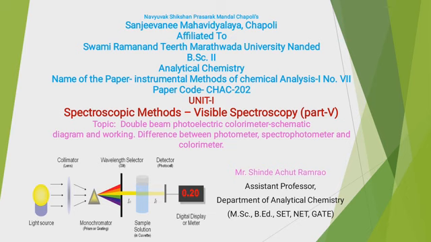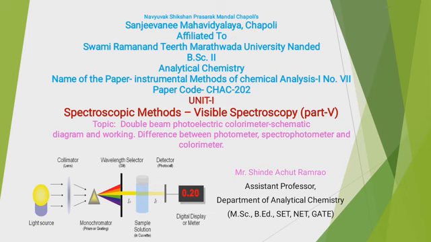Dear students, in the last lecture, we learned about the double beam photoelectric colorimeter with a systematic diagram and working. Some part of this topic is remaining, that is the difference between photometer, spectrophotometer and colorimeter. Today we will also see the application of a spectroscopic method, that is visible spectroscopy.